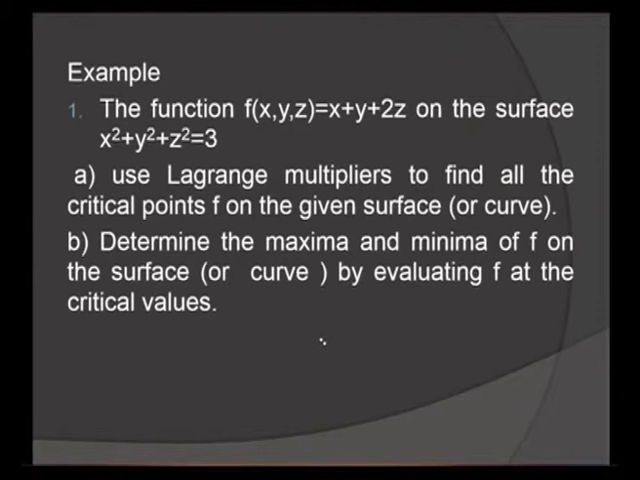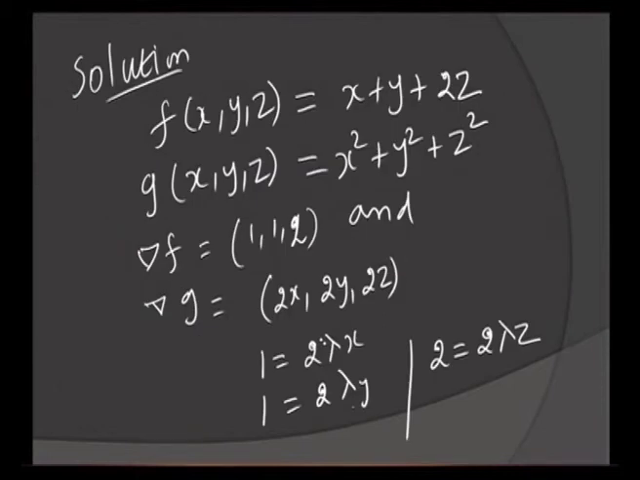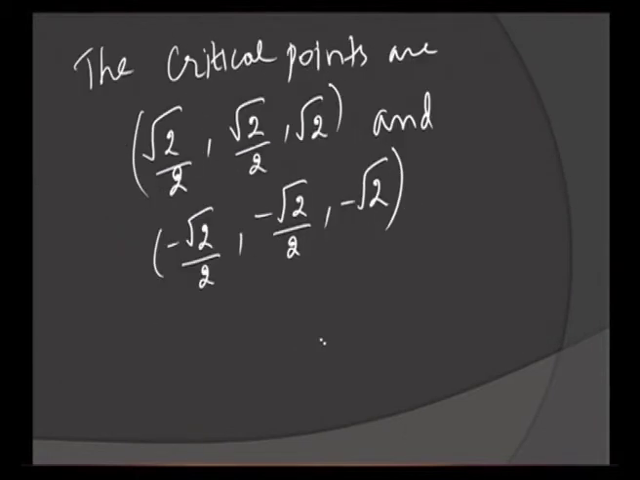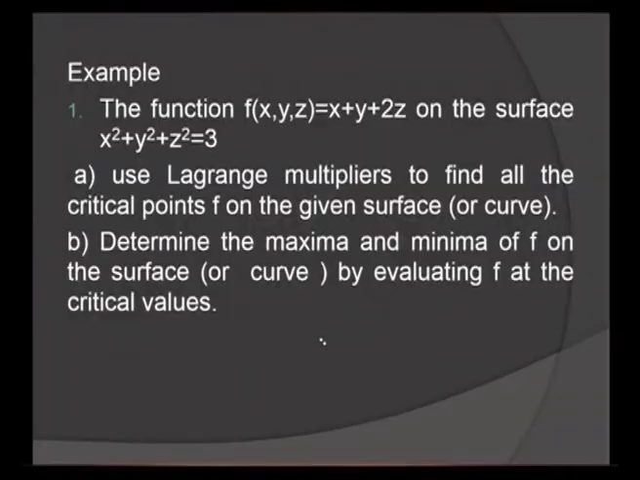Now, this is the solution for the A part in the given question. In the given question, it is asked to use Lagrange multiplier to find all the critical points of f on the given surface. We found all the critical points of f on the given surface as root 2 by 2 comma root 2 by 2 comma root 2 and minus root 2 by 2 comma minus root 2 by 2 comma minus root 2. The next thing we need to do is determine the maxima and minima of the function f on the surface by evaluating f at the given critical points.